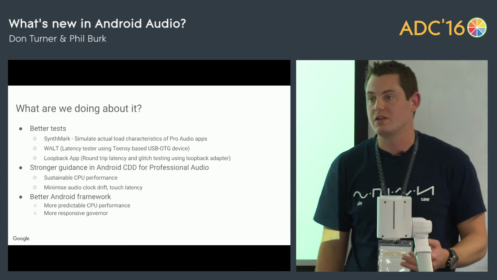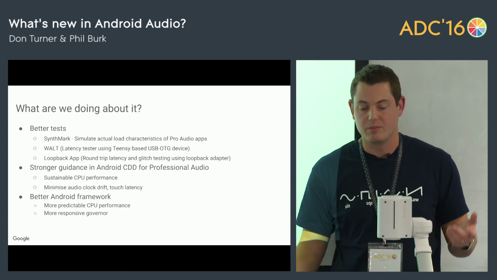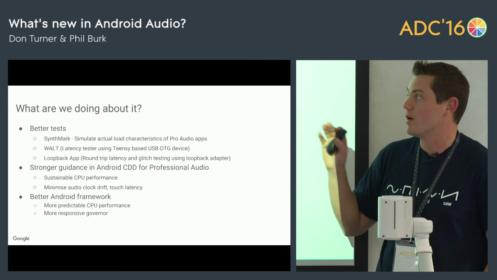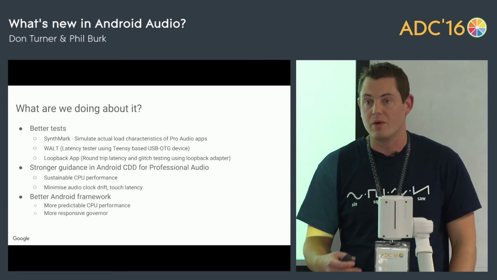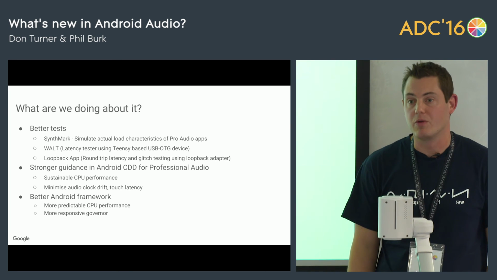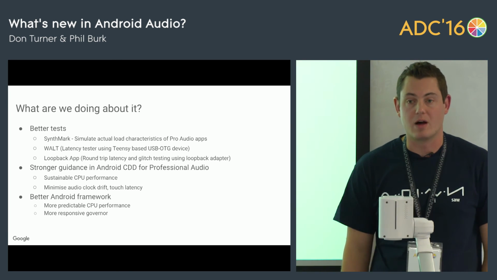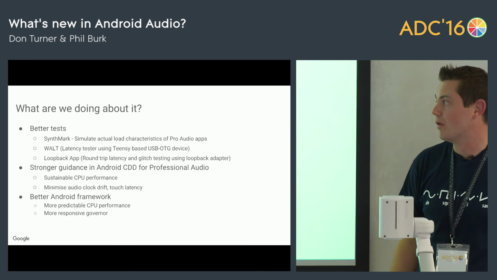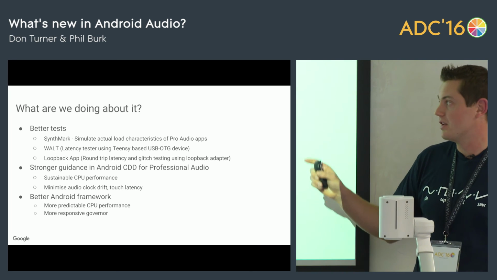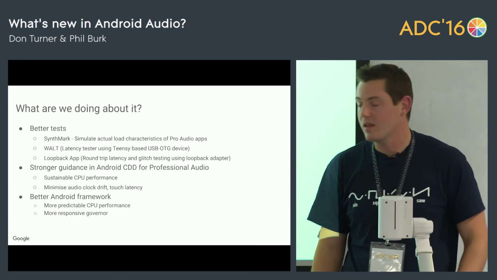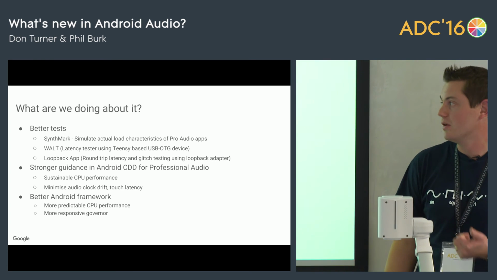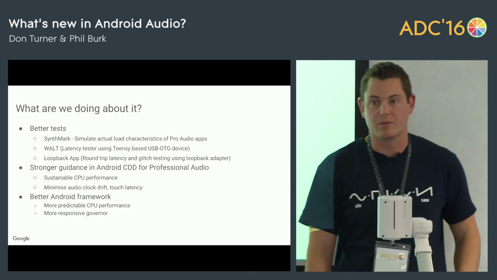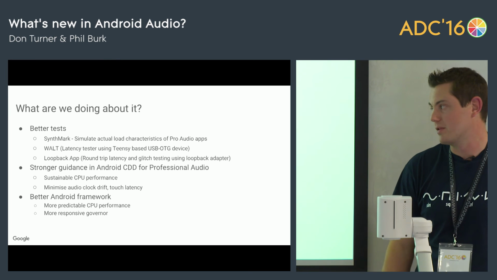So if you are interested in doing latency testing for your app, then please get in contact with us and we can supply you with the hardware. We actually have the hardware manufactured to give out to developers and OEMs to help them do better performance testing on their devices for high-performance audio use cases. We just released much stronger guidance for Android OEMs in the CDD, which is the compatibility document, and that includes guidance on how to do sustainable CPU performance, clock drift, and latency across a range of different signal paths. That's published online as well.